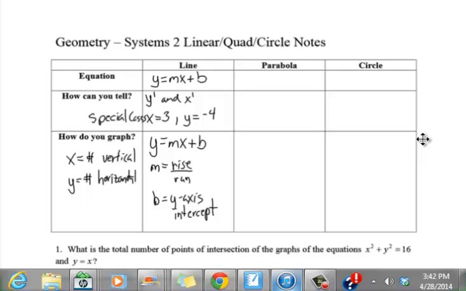Now when you have a parabola, the standard form of that is y equals ax squared plus bx plus c. Here the key is that you're going to have y to the first power, and you're going to have x squared as the highest power of x. If you don't have the x squared, and you don't have the y to the first power, you don't have a parabola.